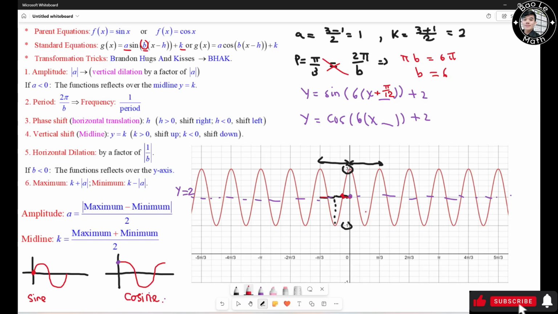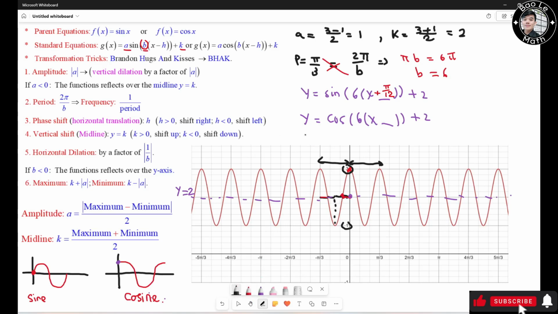Now, when it comes to the cosine function, you can start from the maximum right here. So if you start from the maximum right here, you don't need to shift. So this one should be nothing. So you just leave it blank. You just remove this one.